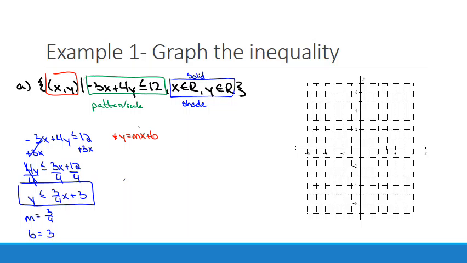So when I graph, same idea as the previous video, I put my 3 down first, and then I use that slope to get to my second point. So I'm going to go up 3 more, 1, 2, 3, and then over 4, 1, 2, 3, 4. All right, now before I draw my line, I'm just going to double check. It says less than or equal to. So equal to means solid line. So I'm going to draw a solid line.